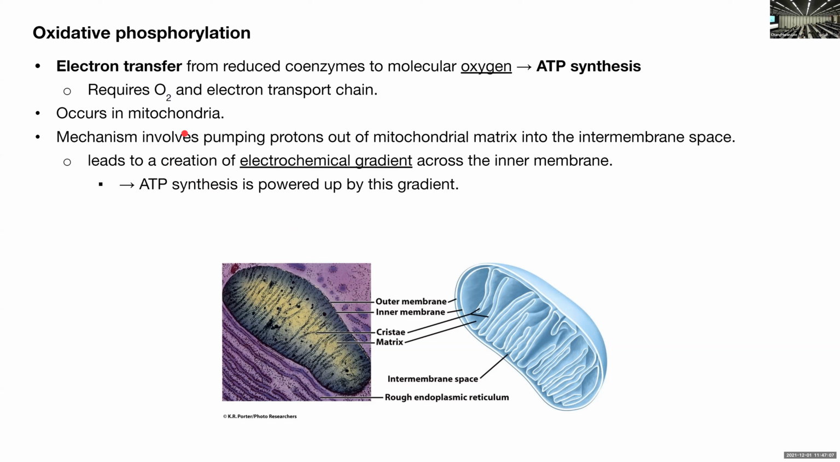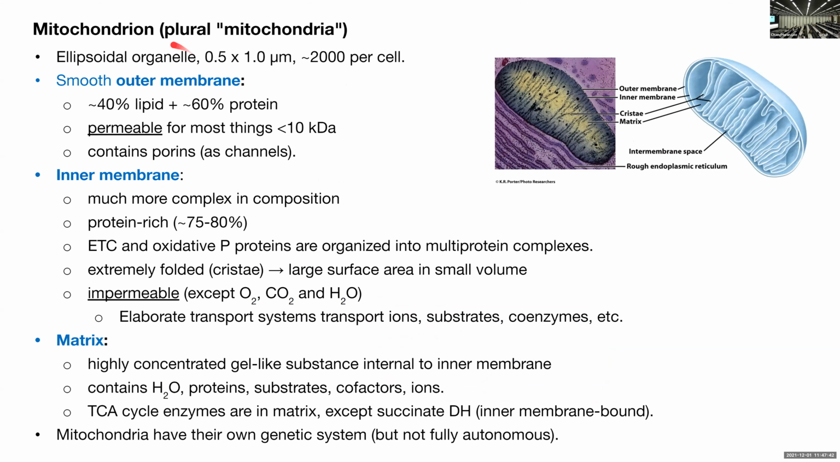And this mechanism of pumping the proton out from the matrix to the inner membrane space leads to the creation of an electrochemical gradient of protons, right? Because it's pumping the protons across the inner membrane. So you're going to have more positive charges deposited in the inner membrane space, as opposed to the matrix, which stays relatively negative. And that will lead to ATP synthesis by powering it, using this gradient. So let's look at the mitochondrial structure and more facts there.